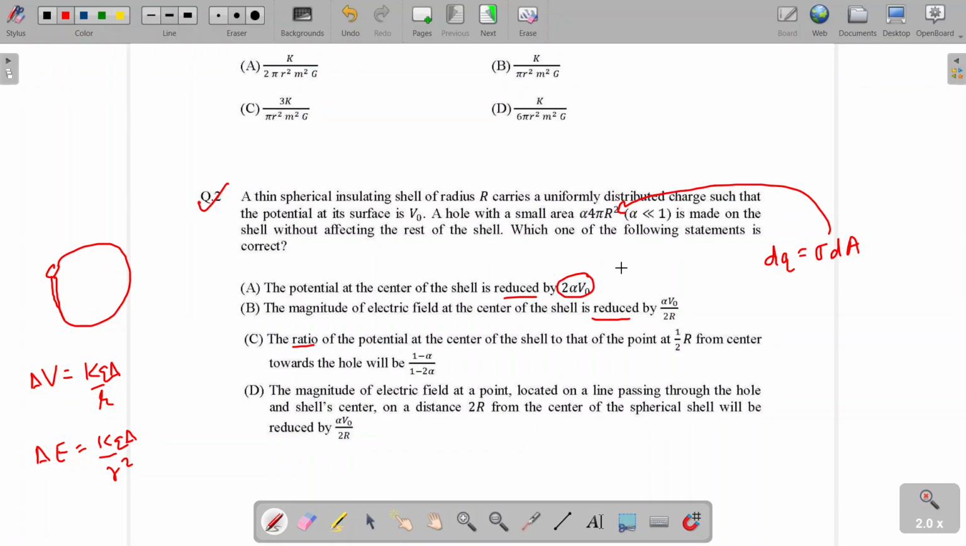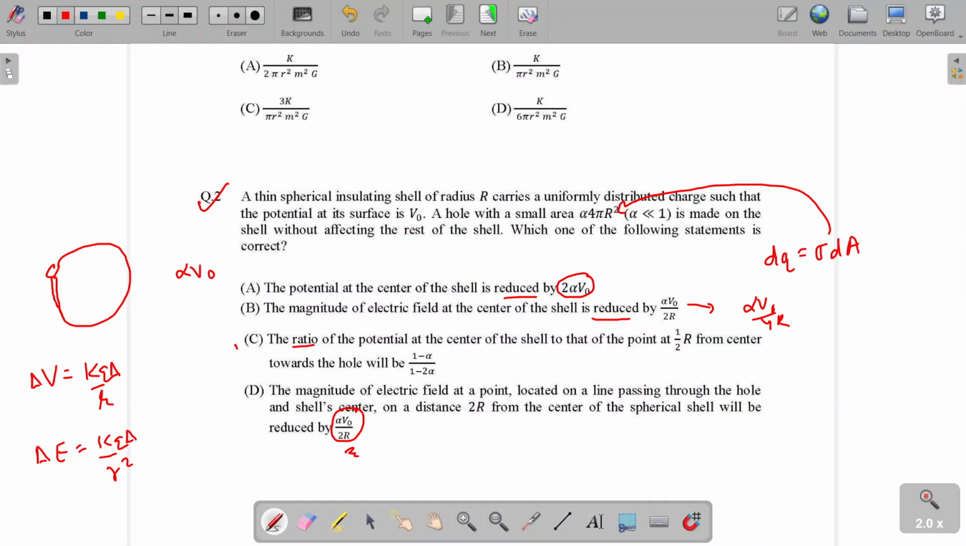The potential at the center of the shell comes out to be some alpha v naught after calculation. The magnitude of electric field would reduce by alpha v naught by 4r. And again, the magnitude of electric field at a distance 2r from the hole will be reduced by some value, which would not match this particular value.